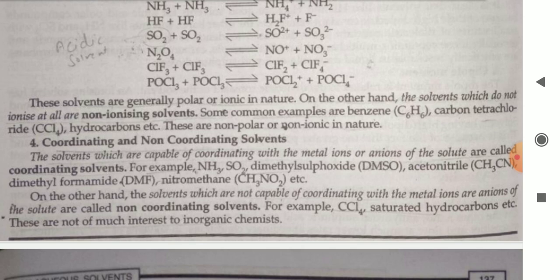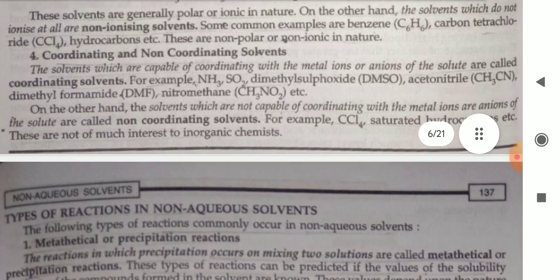Fourth, coordinating and non-coordinating solvents. The solvents which are capable of coordinating with the metal ion or anion of a solute are called coordinating solvents. For example, ammonia, SO2, dimethyl sulfoxide, acetonitrile, dimethylformamide, nitromethane, etc. On the other hand, the solvents which are not capable of coordinating with a metal ion or anion of the solute are called non-coordinating solvents. For example, CCl4, saturated hydrocarbons. These are not of much interest to inorganic chemists.